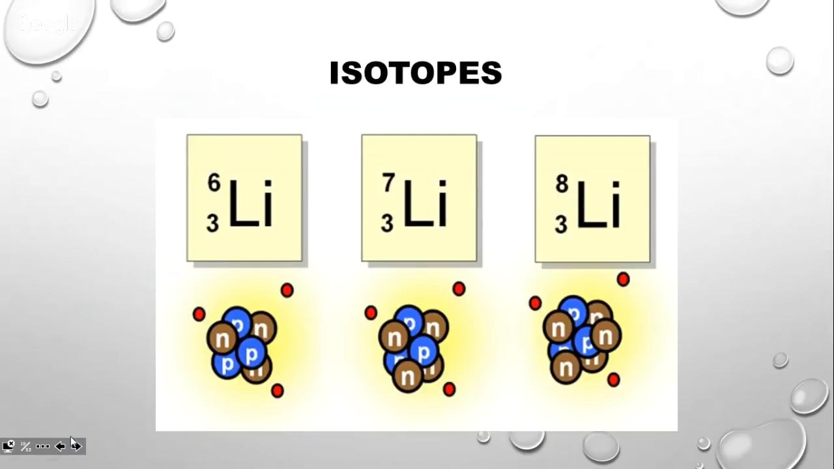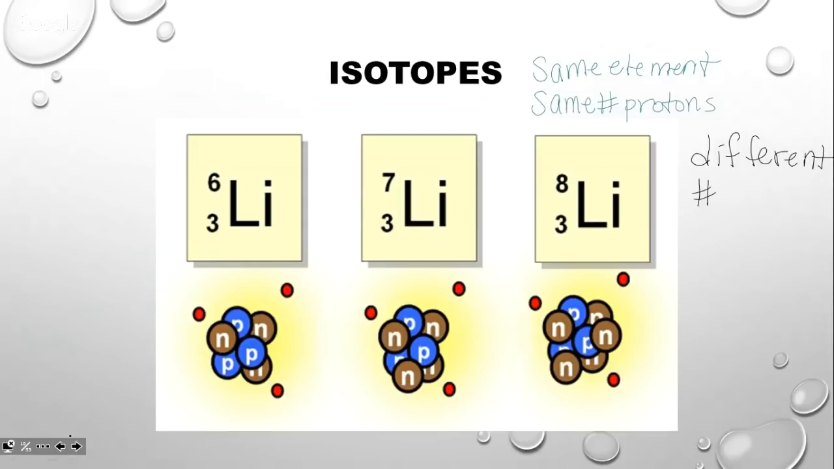The next question that was asked about was isotopes. Remember that isotopes are atoms of the same element, which means they have the same number of protons, because remember, atomic number or number of protons identifies an element. If you change the number of protons, you change which element you have. We also have different numbers of neutrons when we have isotopes, so that gives us a different mass number.